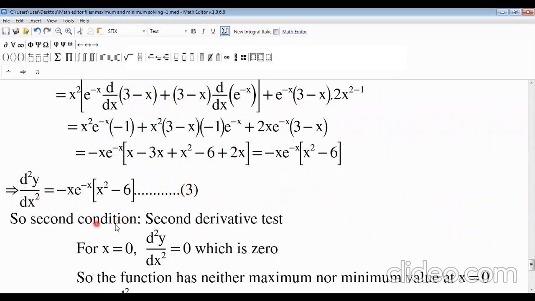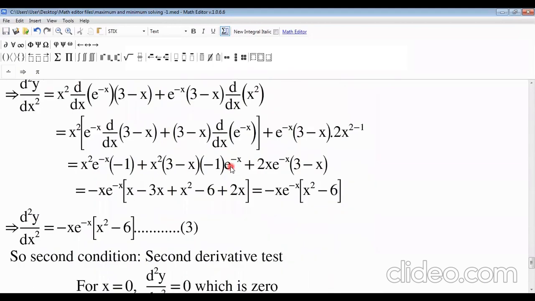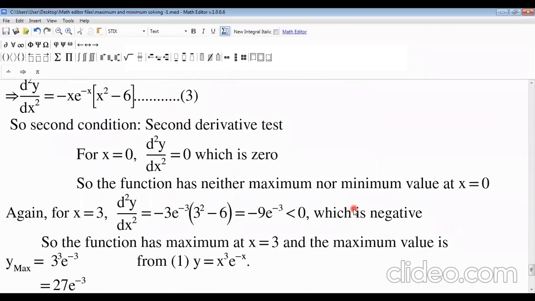Now for the second derivative test, there are two critical values, one is 0 and another is 3. So for x equals 0, what is the second derivative value? 0. Remember that if the second derivative value is 0 at x equals 0, then there will be neither maximum nor minimum. So the given function has neither maximum nor minimum value at x equals 0.